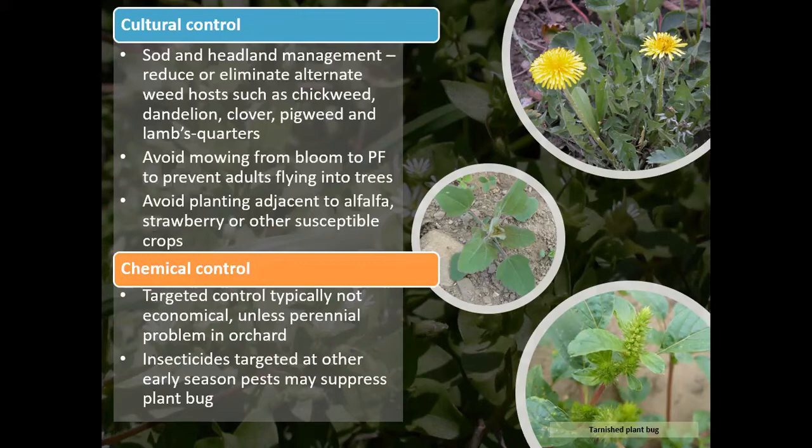Now, in general, chemical control is not usually warranted for tarnished plant bug. It's not a targeted pest in particular, unless it's a perennial problem and damage can occur year after year. But typically, insecticides that are applied for other pests in that early season will have some suppression on this pest as well.